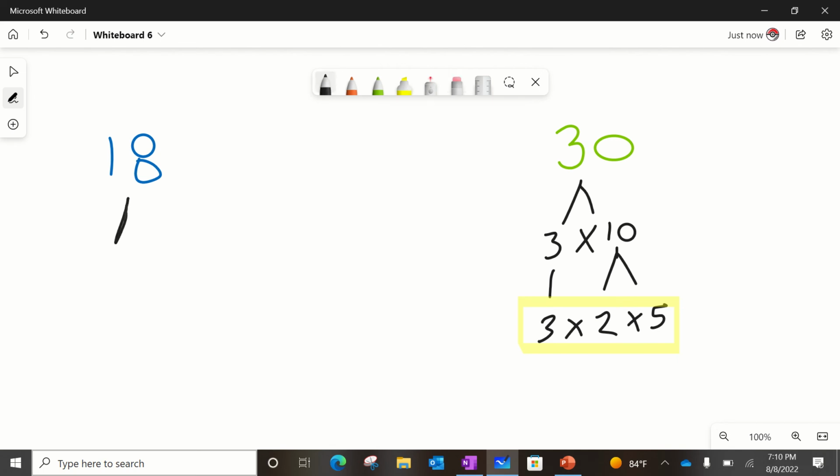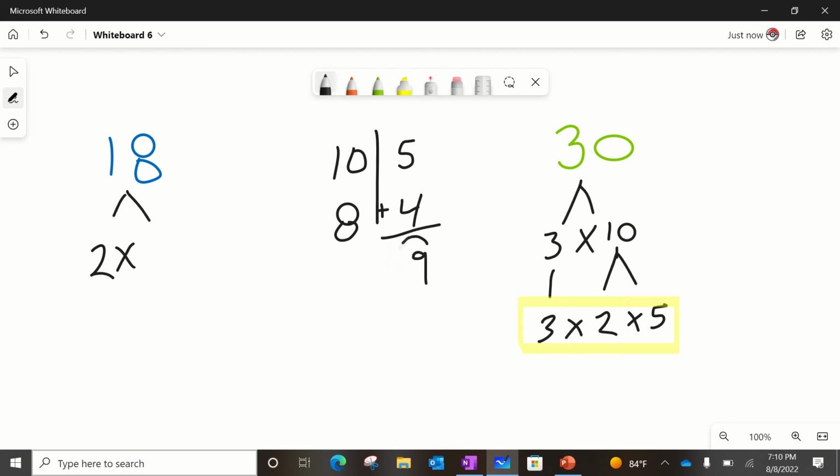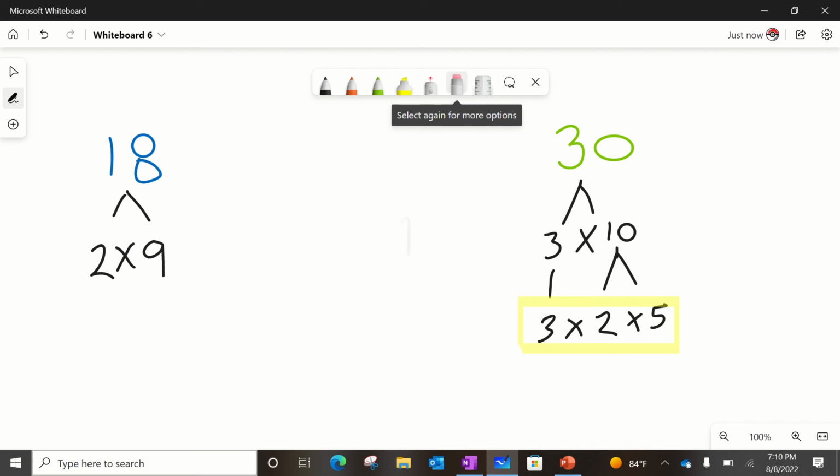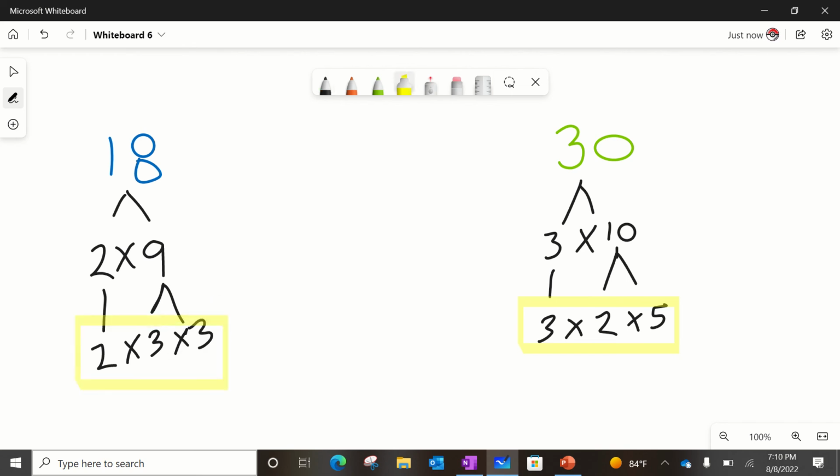18, I know, is an even number. Therefore, it will be broken down by 2. Now, I don't know 18 off the top of my head. I know 18 is made up of 8 and 10, so I'm going to use mental math. Half of 8 is 4. Half of 10 is 5. 5 plus 4 equals 9. Therefore, 2 times 9 will equal 18. Now, I know 2 is already as small as it can get. It's already a prime number. 9, however, is not. We will multiply 3 times 3 to get 9. And I am now locked in because they are all prime numbers.